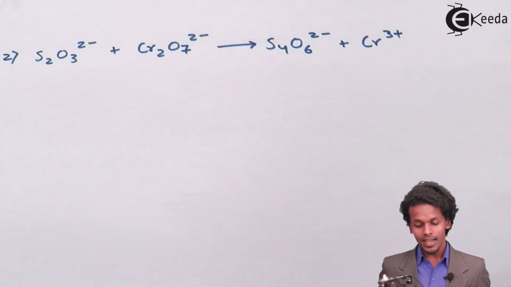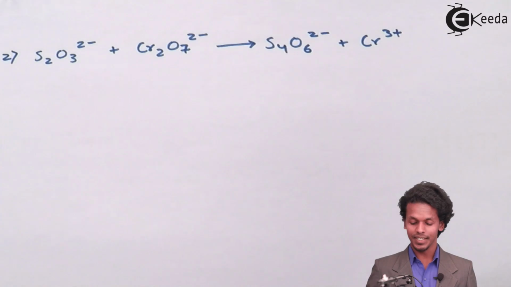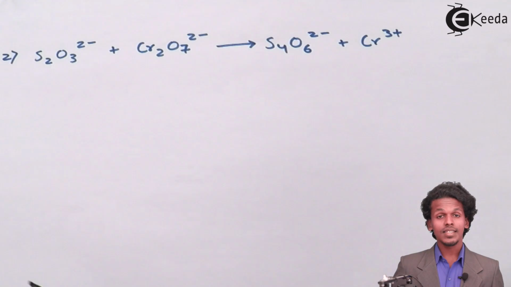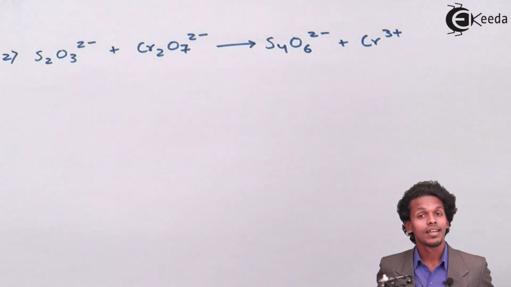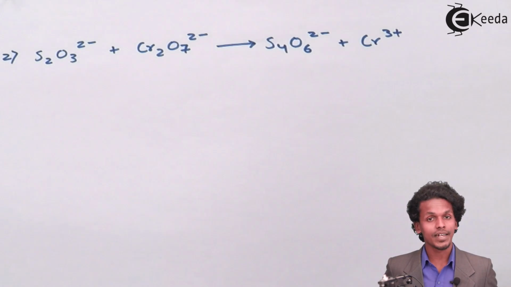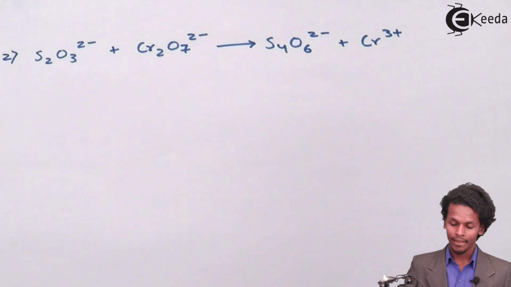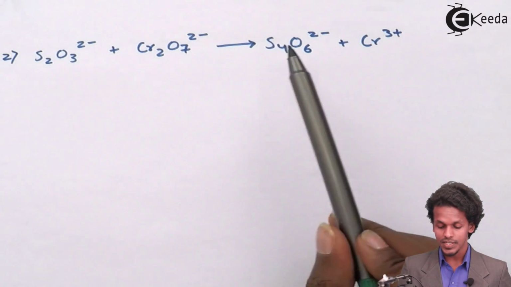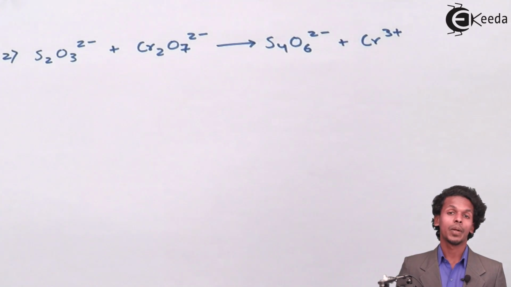Friends, this is another example where I have given you to determine which one is reductant and which one is oxidant. So let us find it out. This is a reaction which is quite hectic to do because we have to find the oxidation number of the atoms which are present in the molecule. So let us find it. As you can see, this is the sulfur oxide which is the reactant, and again the sulfur oxide which is present in the product.